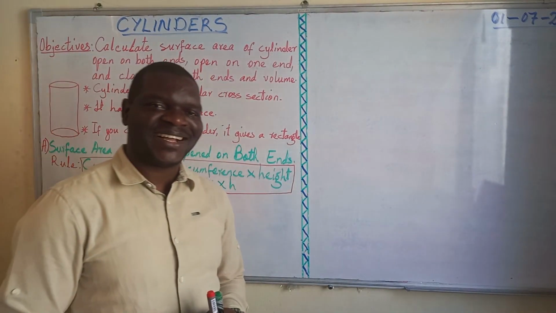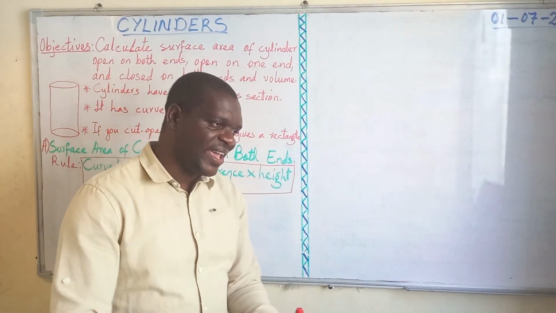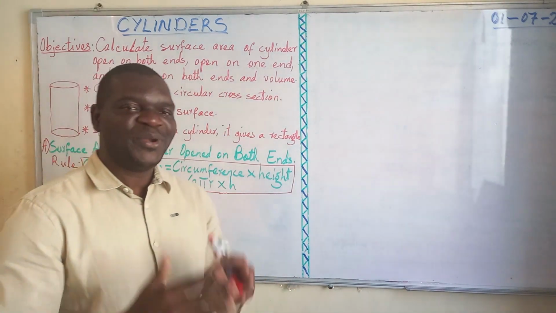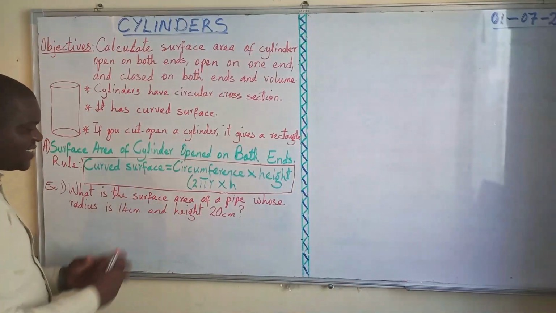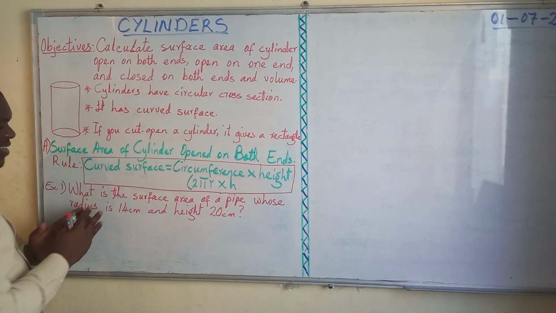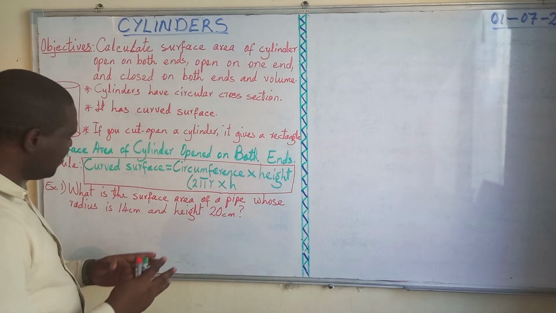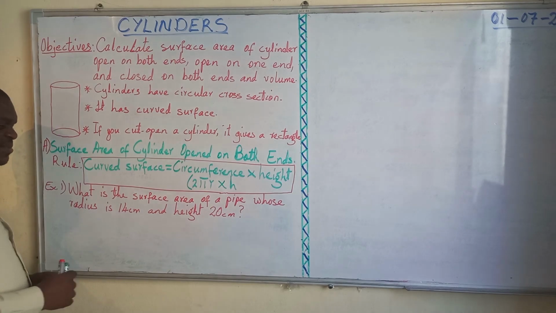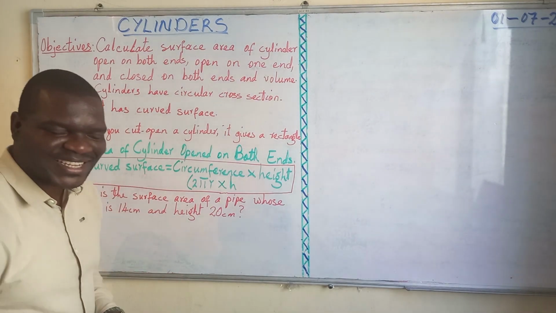Let's look at this practical example and apply this rule to see how we can solve it. Here is a practical example. What is the surface area of a pipe whose radius is 14 centimeters and height is 20 centimeters?